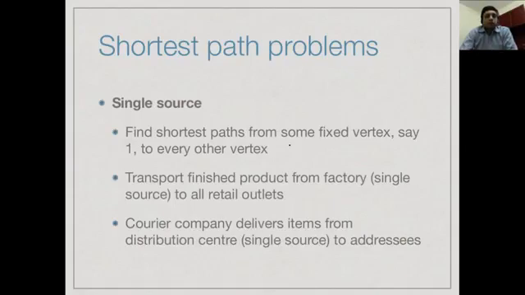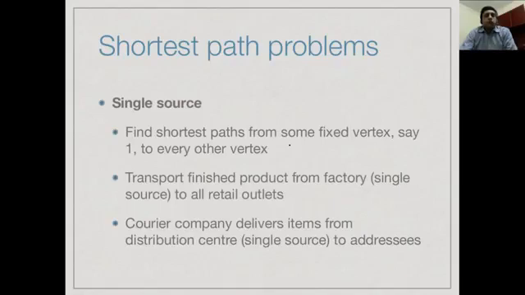So supposing you are a manufacturer and you have a factory where you make all your items. Now you have to distribute these items across the country. So how do you find the shortest way to transport your items from the factory, which is a single point, to all the places where it can be sold, to all the retail outlets?